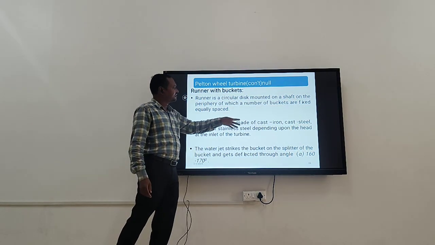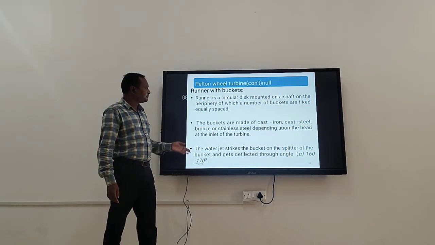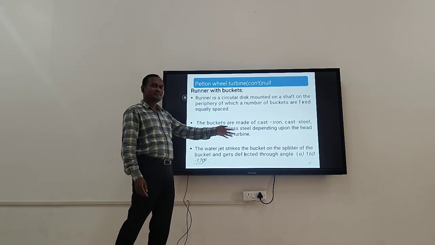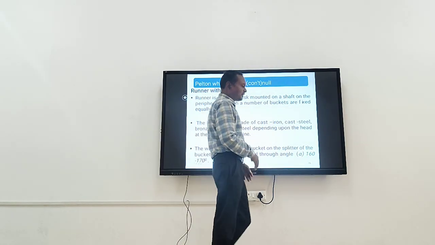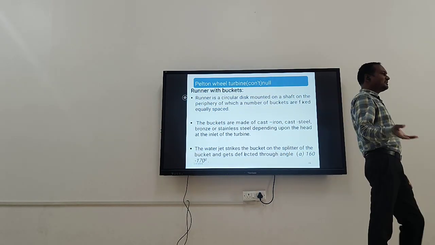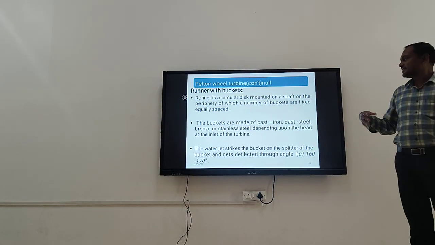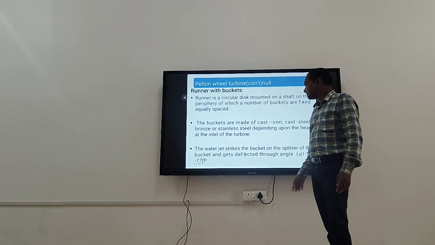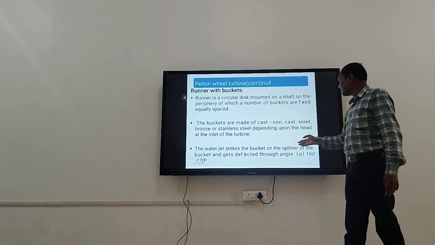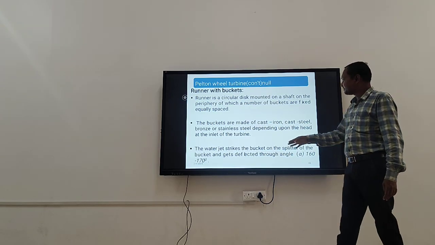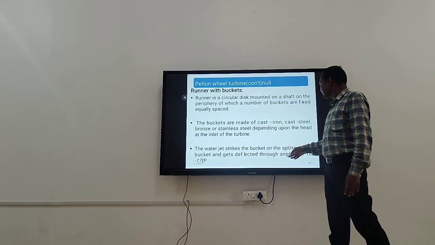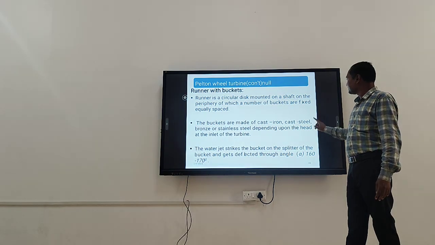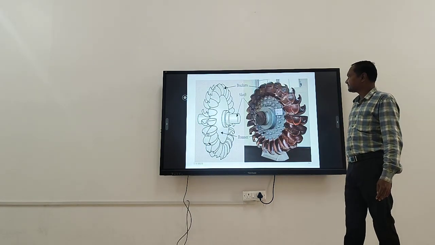The buckets may be made of iron, cast steel, bronze, or stainless steel, depending on the head available at the inlet of the turbine. What is the head available? That is the deciding factor of which material the buckets will be made of. The water strikes the splitter of the bucket and gets deflected at an angle alpha of 160 or 170 degrees. So let's see the picture.